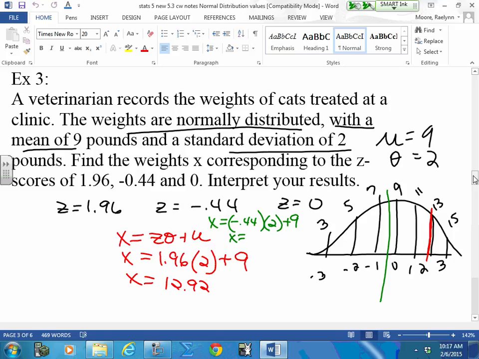So what'd you get for this one? 8.112. Isn't that where we expected to find it?